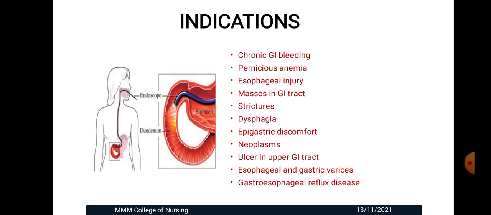Indications: chronic GI bleeding, pernicious anemia, esophageal injury, masses in GI tract, strictures, dysphagia, epigastric discomfort, neoplasms, ulcer in upper GI tract, esophageal and gastric varices, gastroesophageal reflux disease.